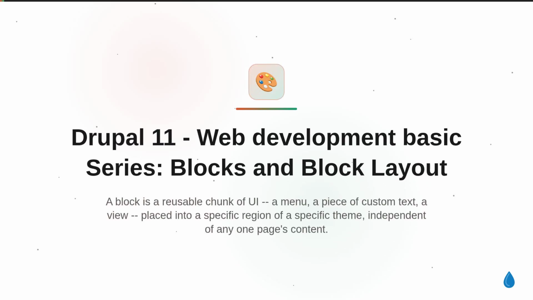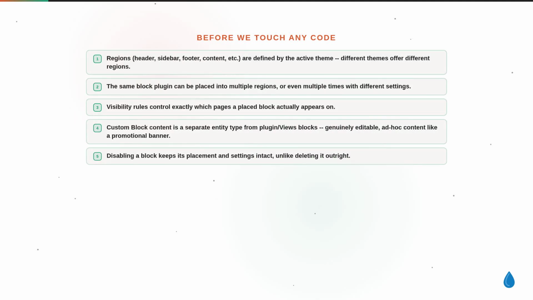A block is a reusable chunk of UI, a menu, a piece of custom text, a view placed into a specific region of a specific theme, independent of any one page's content. Before we touch any code, here's the whole idea in a few facts.